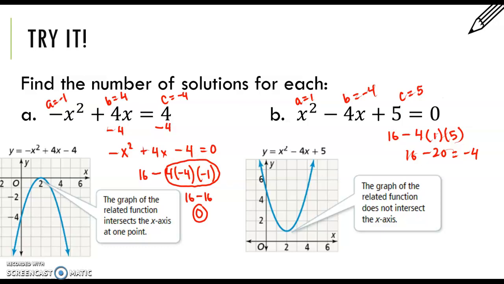And then for the other equation, I don't need to move anything. It's already equal to 0. So I'm doing 16 minus 4 times 5. 16 minus 20 would be negative 4. So this one has no solutions.